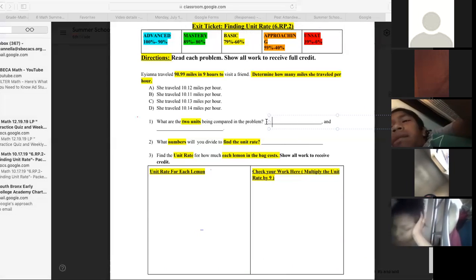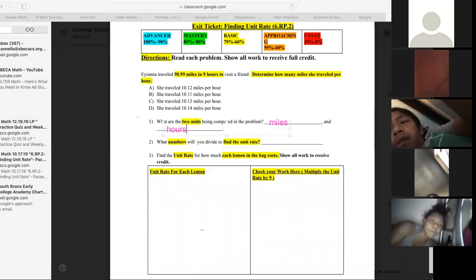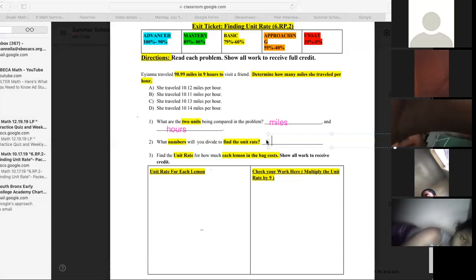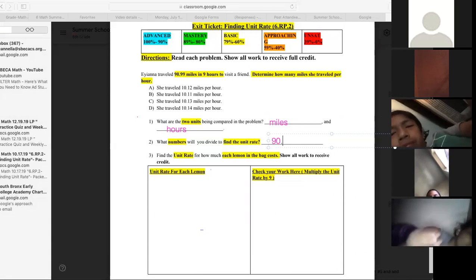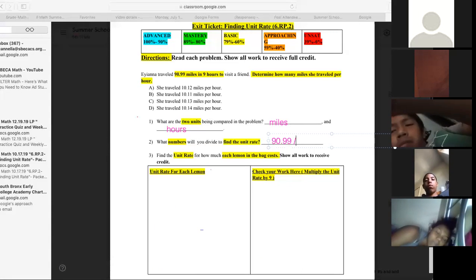So we're gonna write in the box here, we're going to write miles, and we are going to write hours. Omar, what 2 numbers will we be dividing? 90.99 divided by 9. Good, 90.99, the slash means divided by 9.